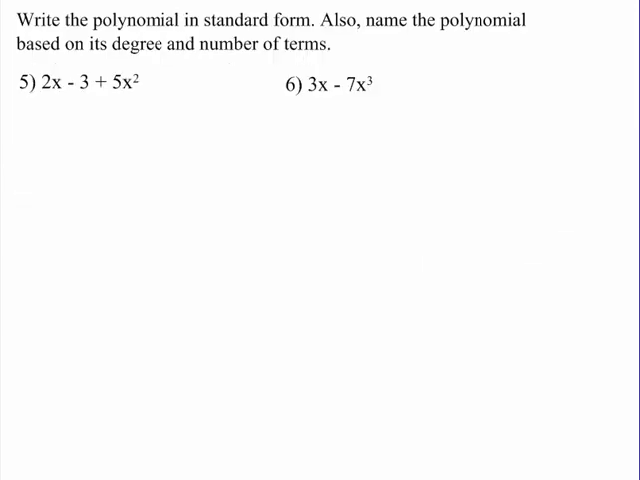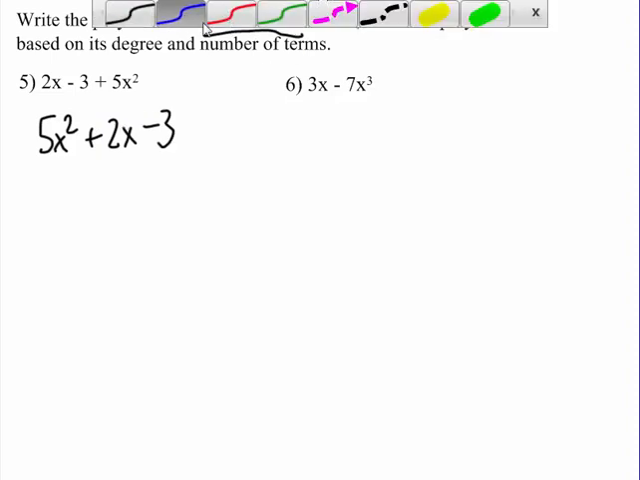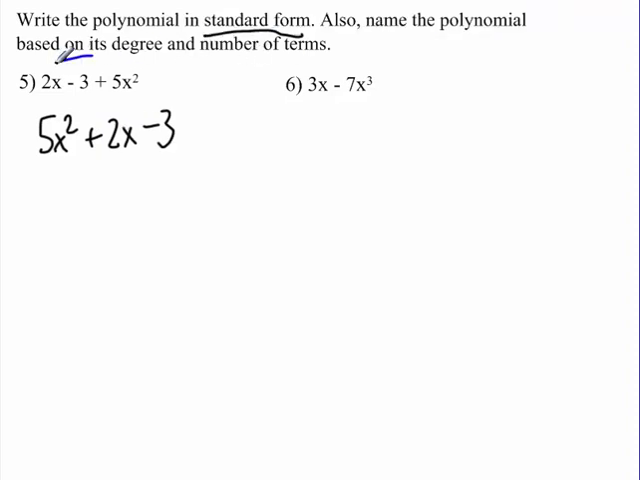So here, write the polynomial in standard form. Okay, well, if I'm writing in standard form, I got to put the highest degree first, so this becomes 5x squared plus 2x minus 3. Okay? Next, we want to classify it based on its degree. Okay? So here's the degree. Remember, in a polynomial, it's the highest one.